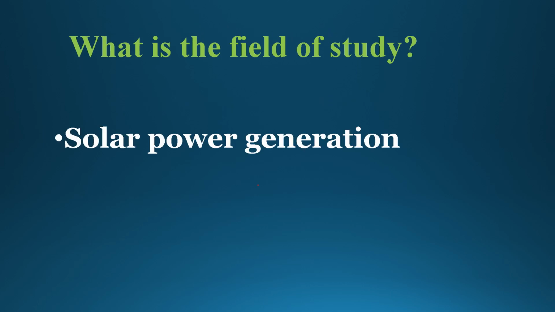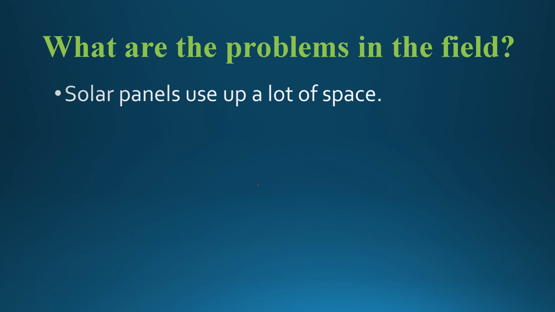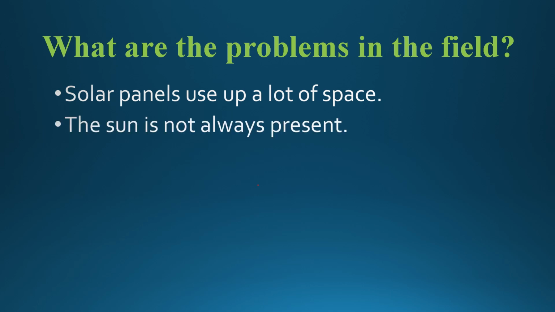So let's take an example. For example, solar power generation. Okay, that could be in electrical engineering. So what are the problems in the field? Well, solar panels use up a lot of space. That's one problem. The sun is not always present. That's another problem.